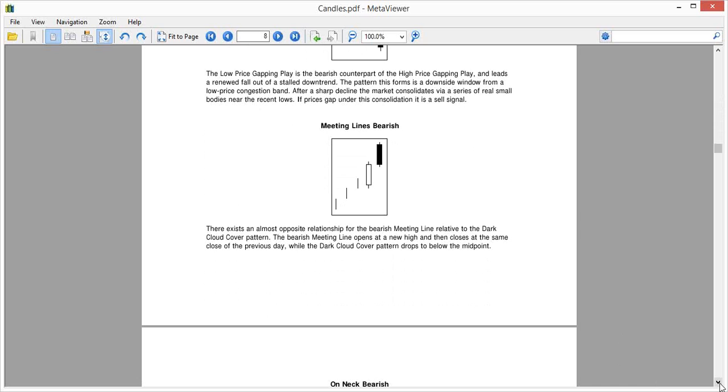Meeting lines bearish. There exists an almost opposite relationship for the bearish meeting line relative to the dark cloud cover pattern. The bearish meeting line opens at a new high and then closes at the same point as the close of the previous day, while the dark cloud cover pattern drops below the midpoint. So here we have our previous close, and the market has dropped down. You are looking for confirmation for the market to sell below at least the midpoint.